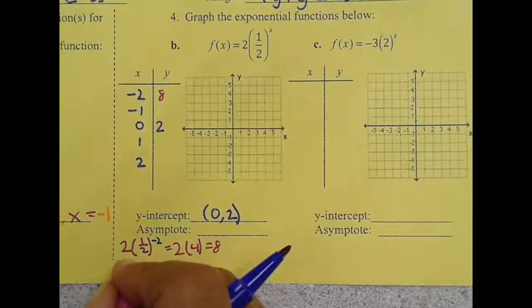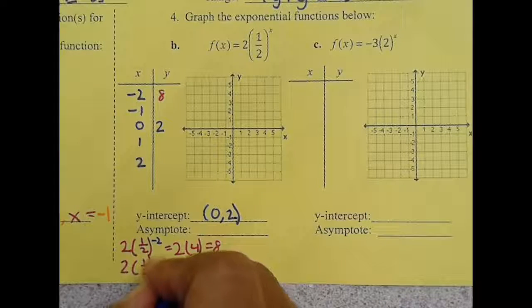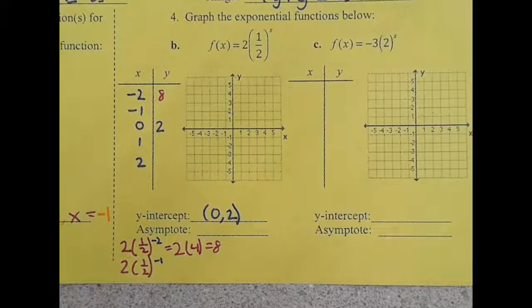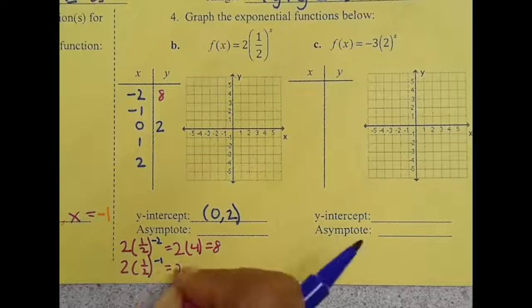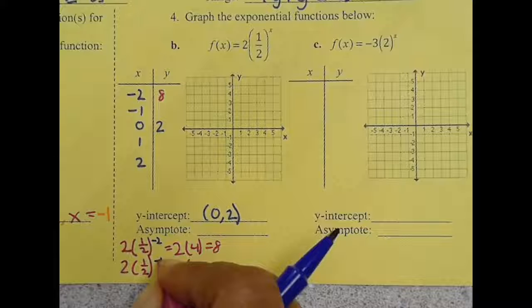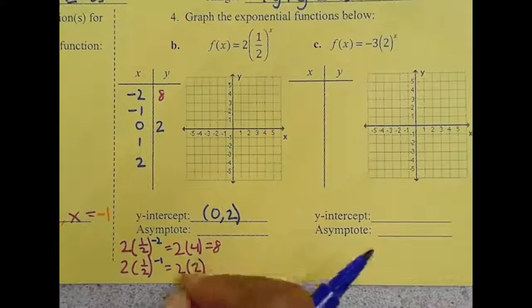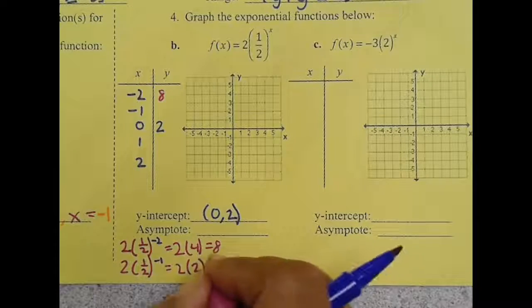All right, let's plug in the next number. So we have 2 times 1/2. This time we're going to plug in the -1 in the exponent. All right, do the exponents first, so leave the 2 in the front. And then 1/2 to the -1 power. Well, remember, a negative exponent flips this, so flipping it becomes a 2. And 2 to the first is 2. 2 times 2 is 4.